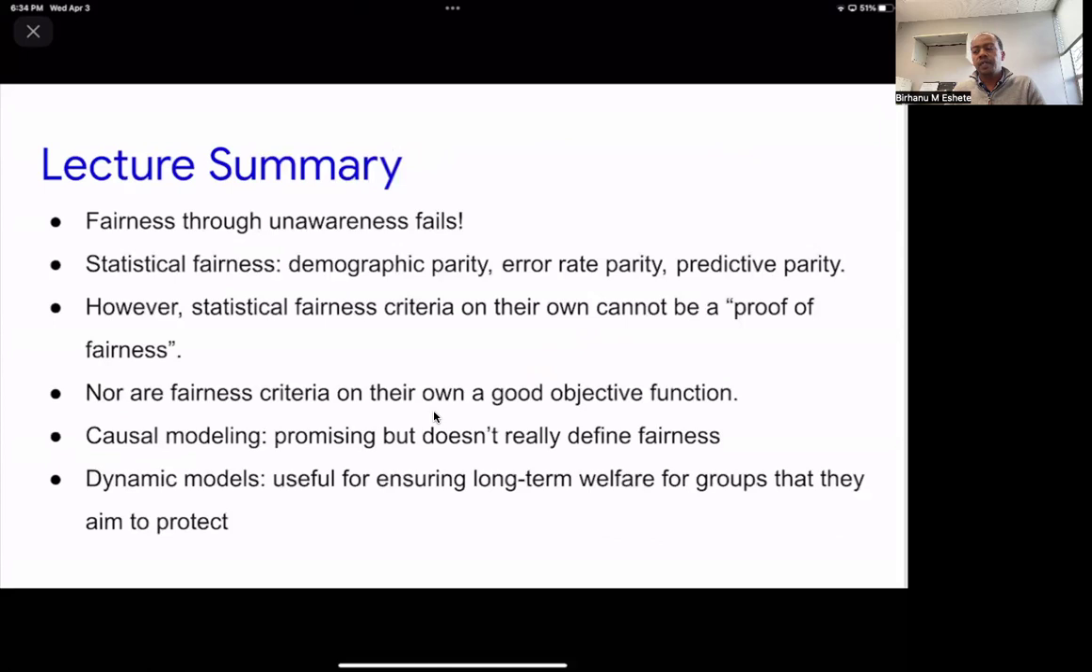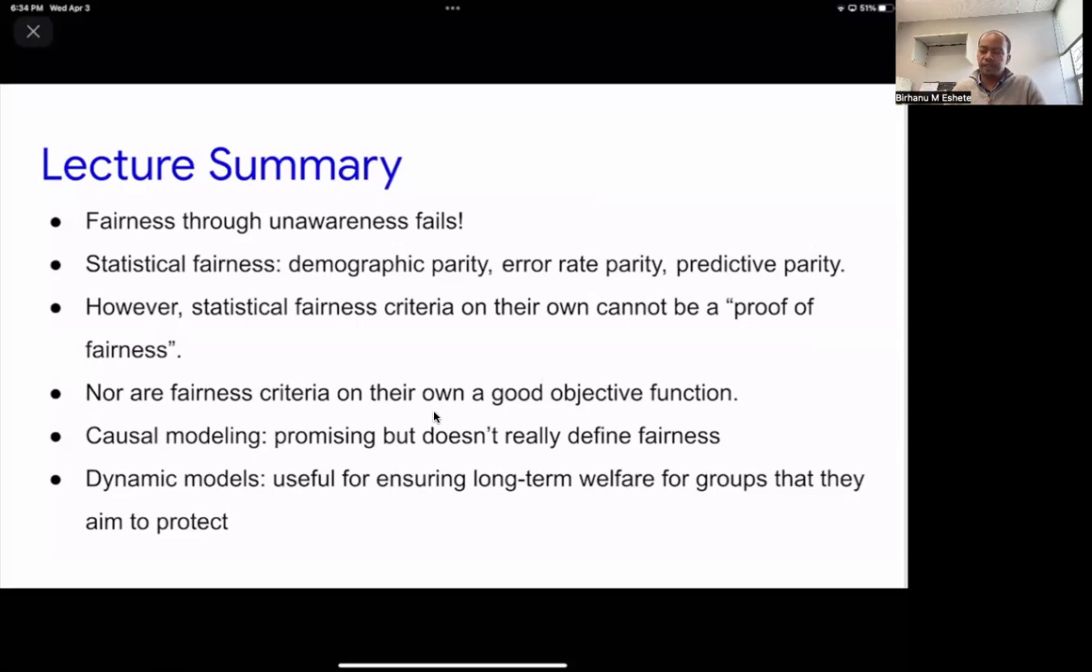Okay, so in summary, fairness through unawareness doesn't work. Statistical fairness seems to be a fairly useful approach with all its downsides that we discussed. So demographic parity, error rate parity, and predictive parity or calibration, all those are useful, but we also looked at cautions around the issues that arise when we apply them. But statistical fairness criteria on their own, as we said, cannot be proof of fairness. And nor are fairness criteria on their own good objective functions, right?